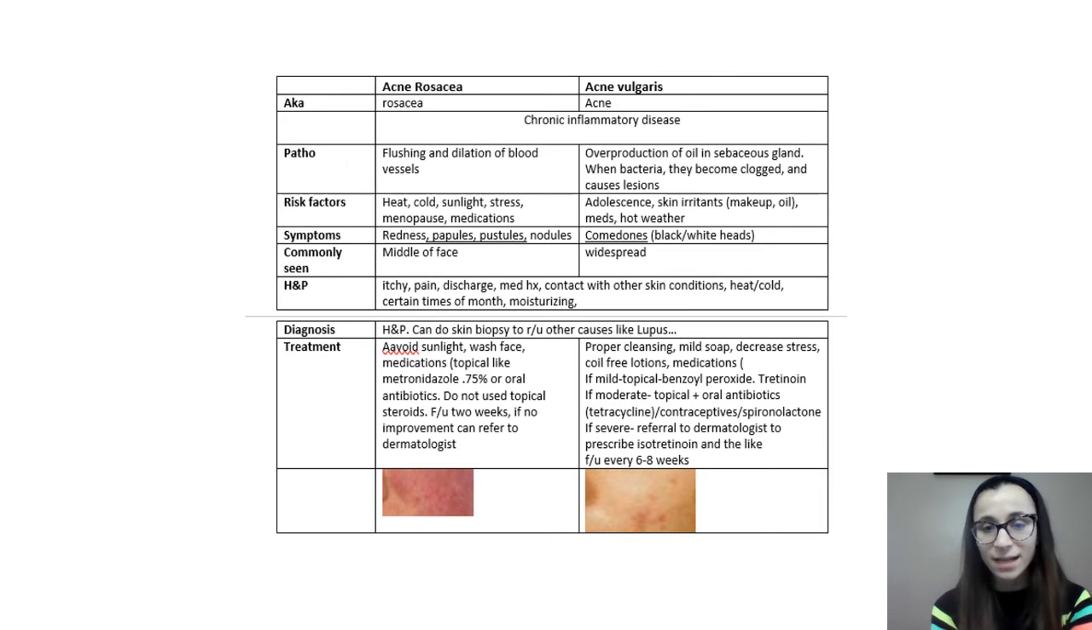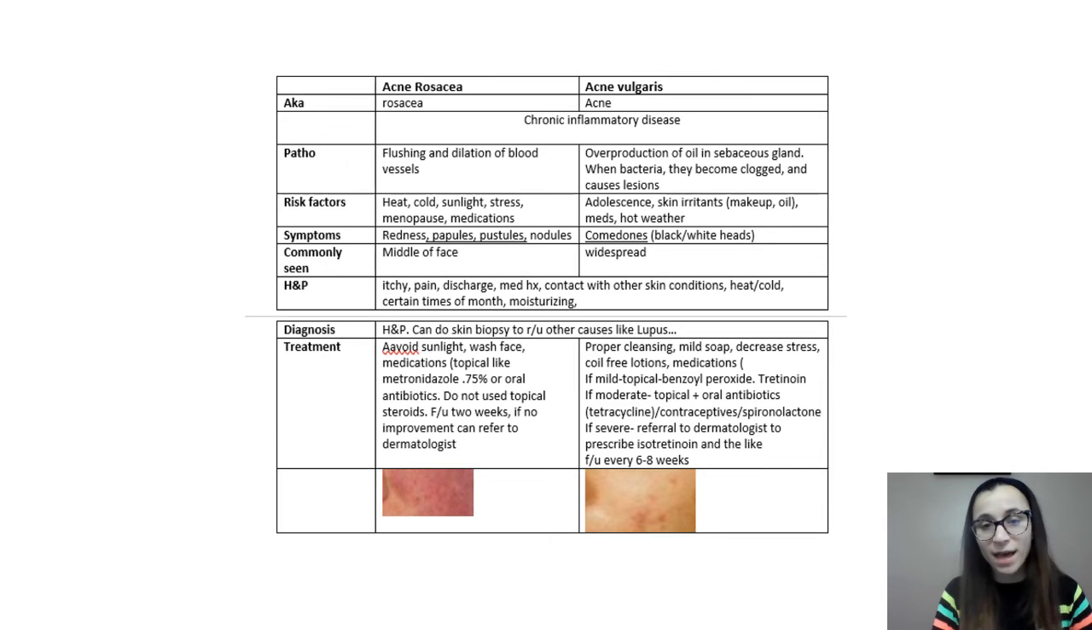Risk factors for acne rosacea are menopause, medication, stress, heat, cold, etc. Risk factors for acne vulgaris are adolescence and skin irritations, like things that are very oily, like makeup. Medications could cause it, or hot weather when you're sweating.